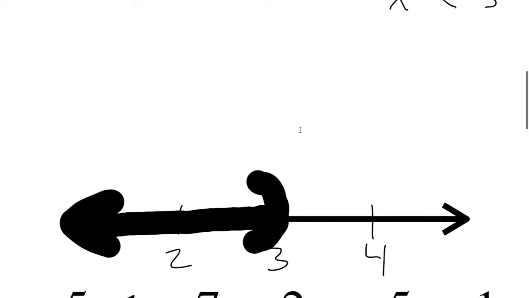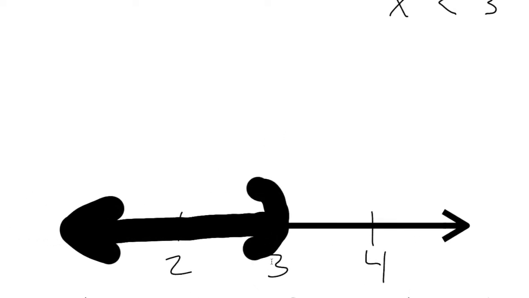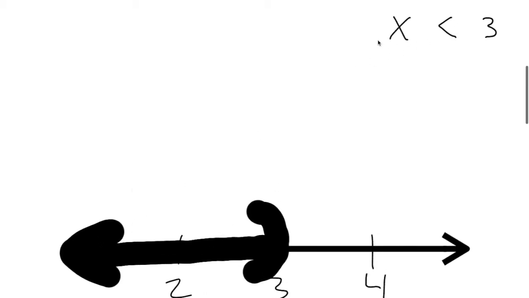The way you graph it is it looks like this. 3, parenthesis, less than. Notice, since the variable is on the left-hand side over here, then you can see that you can use this trick. The arrow and the symbol are pointing in the same direction.